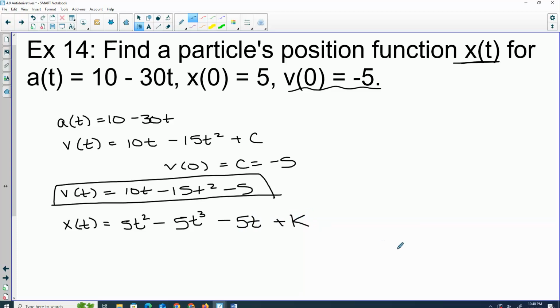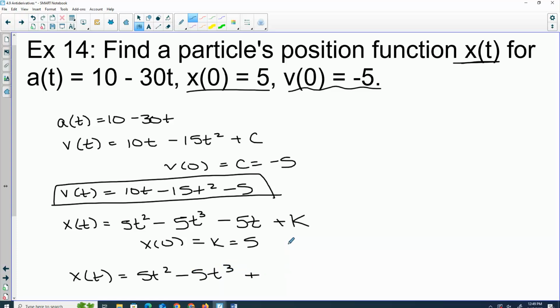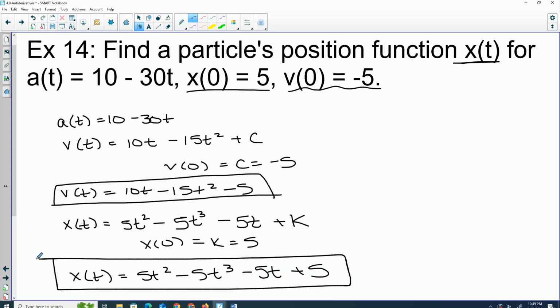Plus a new constant. Oh, you did include it, never mind. If I put in 0 for all my t's, that just gives me k, which has to be 5. So our position: I have 5t squared minus 5t cubed, or if you flip it around, negative 5t cubed plus 5t squared, minus 5t. I did notice a couple people that had a plus 5t there, so watch your sign.